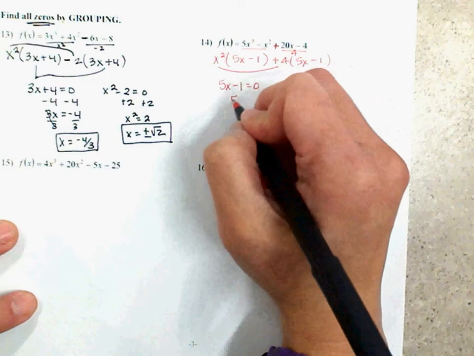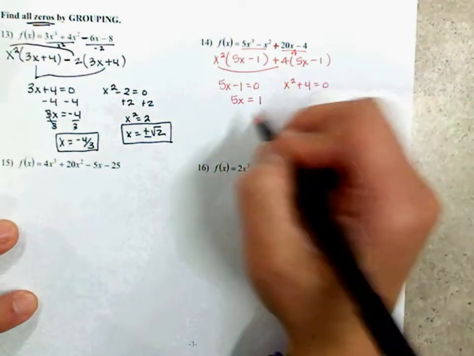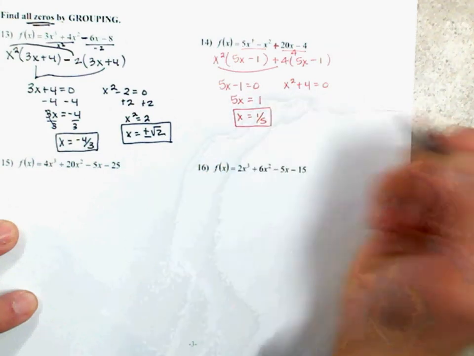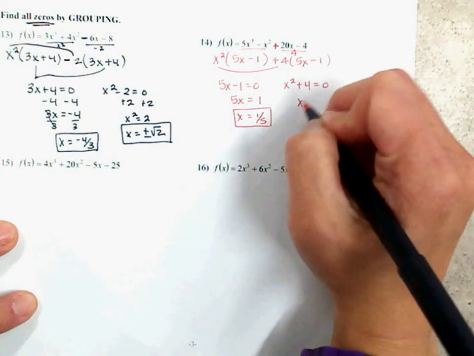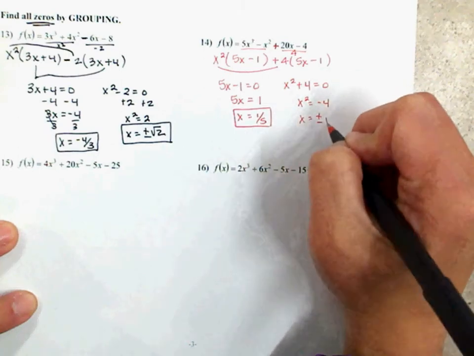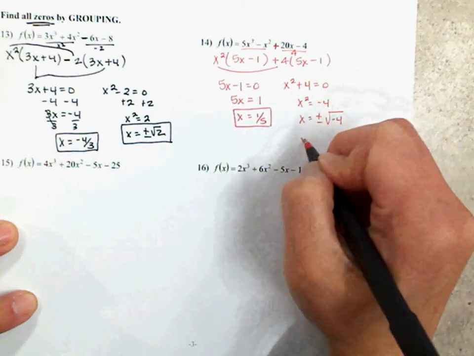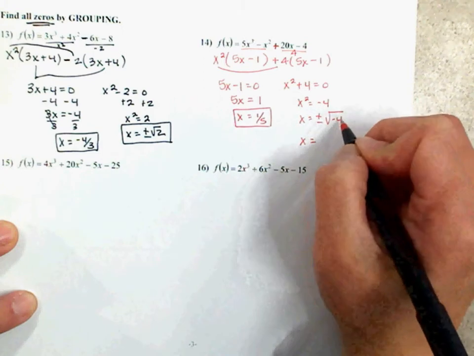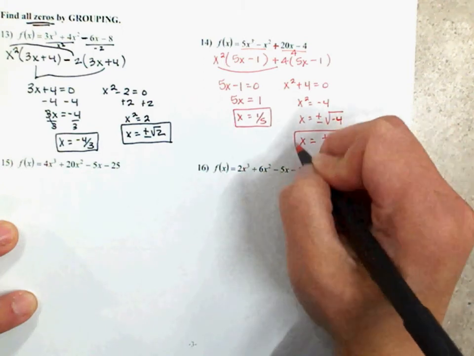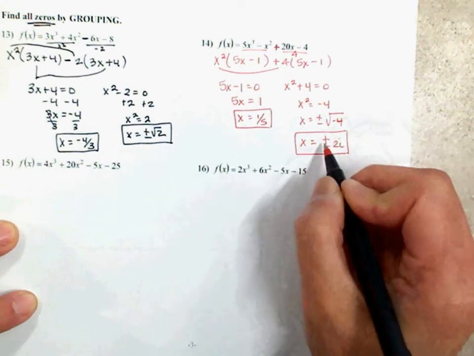Solve. Add 1 to both sides, divide by 5. Okay? Subtract 4, so you have negative 4. You take a square root, plus or minus square root of negative 4. Negative comes out as an i, square root of 4 is 2, so plus or minus 2i. 1, 2, 3.